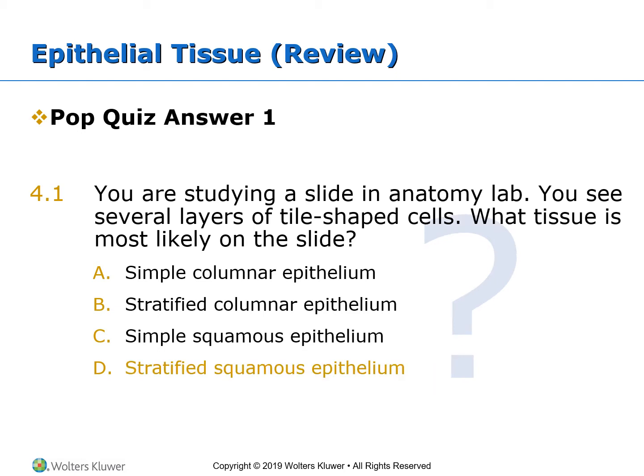The answer is that the tissue that has several layers of tile-shaped cells is a stratified squamous epithelium. And the keywords for that in your STEM questions will be several layers. If it's several layers, it cannot be simple, and it can be only stratified. So the only options available will be option B and D. And the second keyword will be tile-shaped.